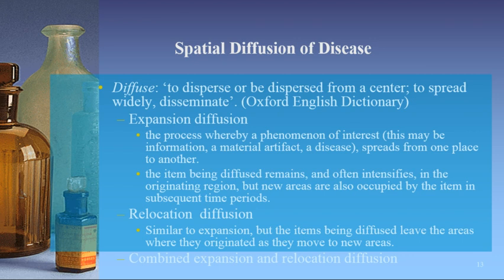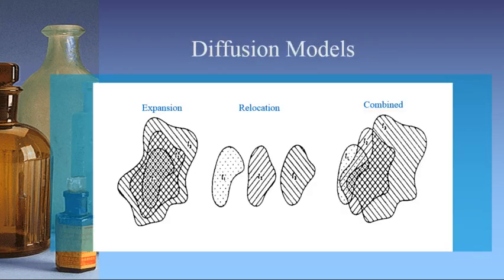Whatever you're talking about stays in the original location. It may in fact intensify, but new areas are also occupied. Relocation diffusion is similar to expansion, but whatever's being diffused leaves the area and moves to a new area. There's not a whole lot else to say about that. A lot of times you have a combination of expansion and relocation diffusion, and I'm going to show you some pictures, but this can be talking about anything. You could be talking about religion, language, culture, trends, diseases, whatever.